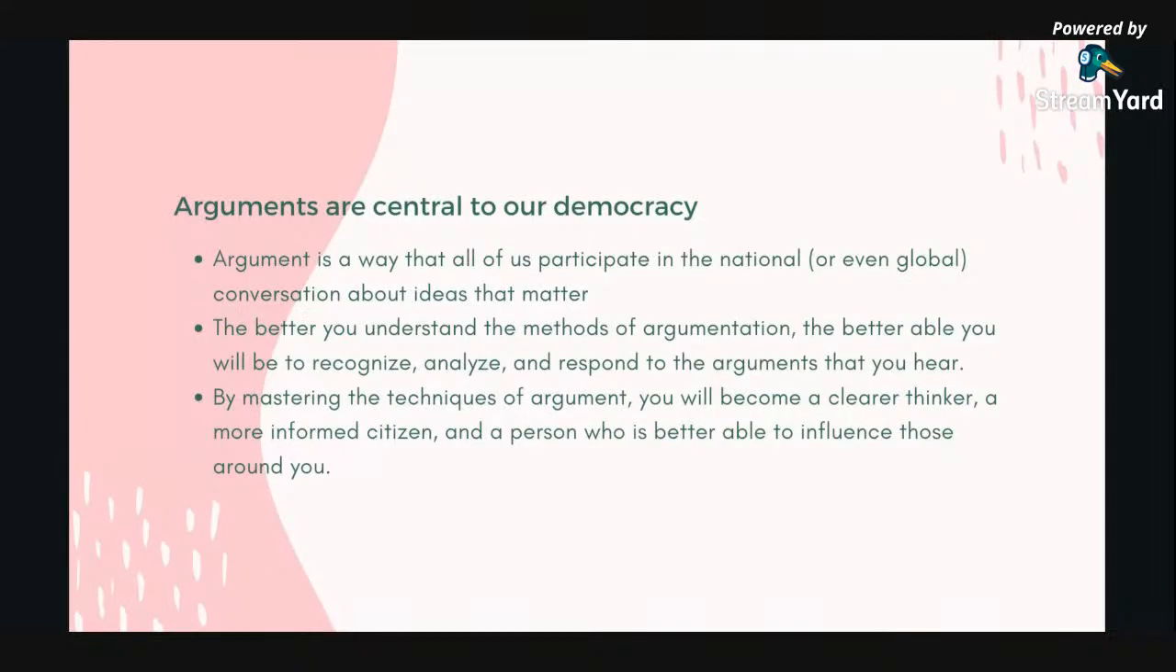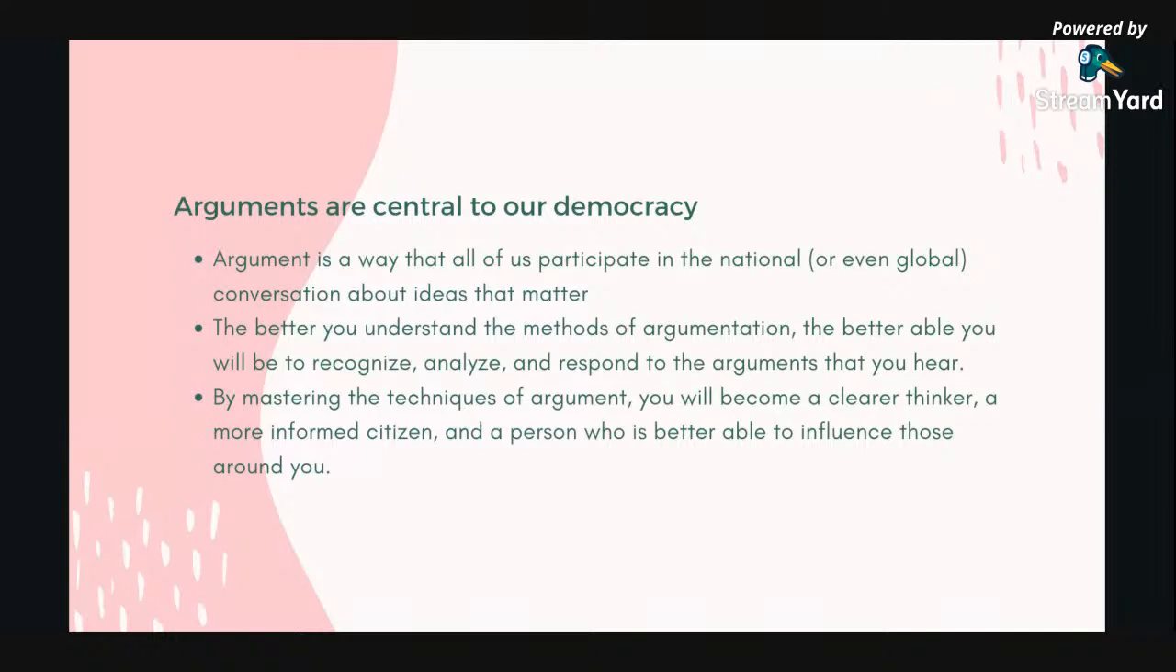Also, arguments are central to our democracy. It's a way that helps all of us participate on a national or even a global level in conversations about ideas, and helps us partake in conversations about things that matter.